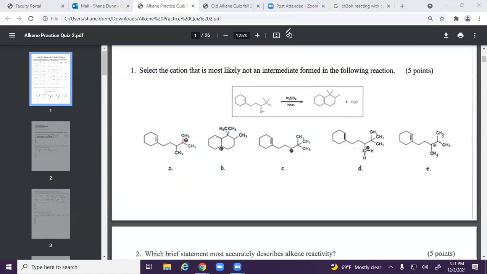If it's confusing you, look at A and E. In A, the positive charge moved because a methyl shift occurred. And in E, a methyl shift occurred, but the positive charge did not move. Does that kind of make sense?